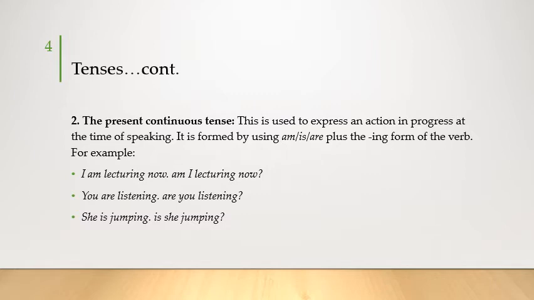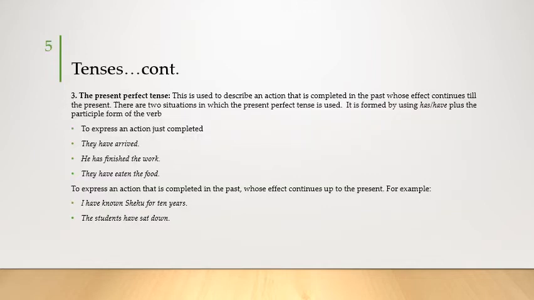You find out that it has the auxiliary am in the first sentence with the verb following. Number two, you have are as the auxiliary, listening following, are helping the verb listening. Number 3 is an auxiliary helping jumping. So the present continuous tense actually uses auxiliary plus the ing form of the verb. Then we have number 3, the present perfect tense.